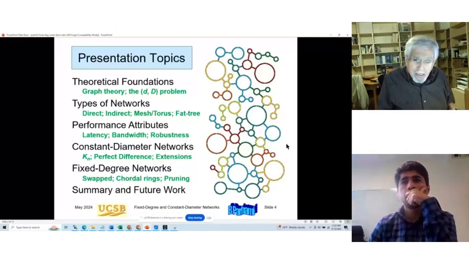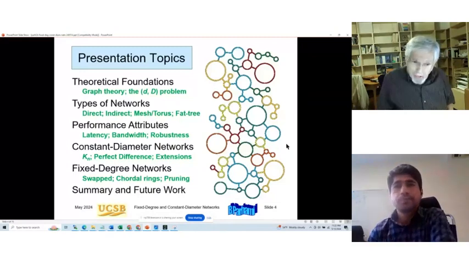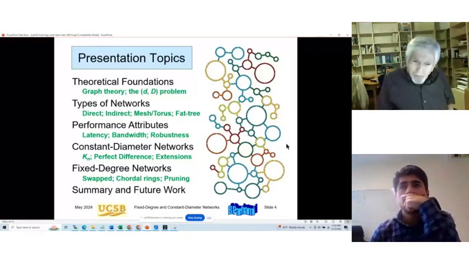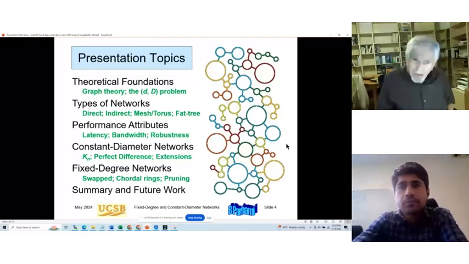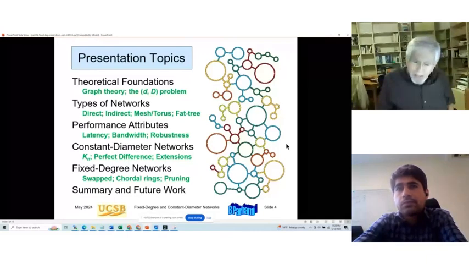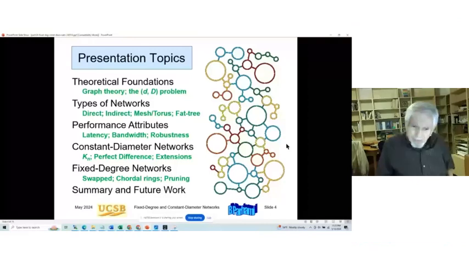These are some of the topics that I'll touch upon. This is not an outline in the sense of me going through things sequentially, but these are the topics. I'll talk about graph theory, the degree diameter or DD problem, a little bit about types of networks, and performance attributes of networks. Then I'll define the class of constant diameter networks and give you a few examples, and the class of fixed degree networks and give you a few examples, and then summarize and conclude and answer questions if there are any.